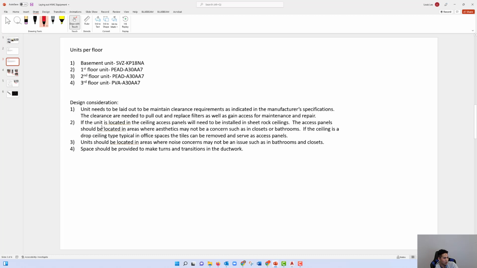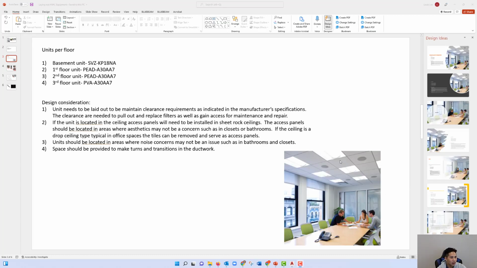Another thing is, if the unit is located in the ceiling, access panels will need to be installed in sheetrock ceilings. So the access panels should be located in areas where aesthetics may not be a concern, such as in closets or bathrooms. If the ceiling is a drop ceiling type, typical in office spaces, the tiles can be removed and serve as access panels. And this is generally what the office drop ceilings look like. These are removable access panels.